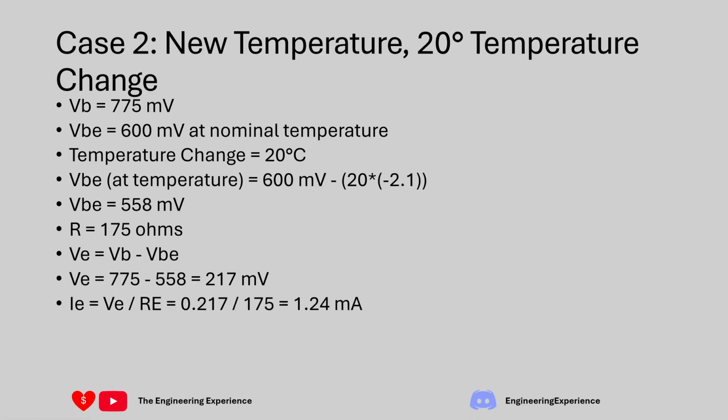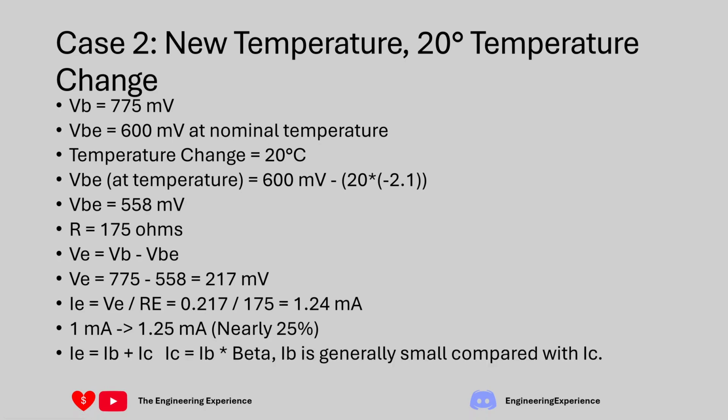Now, similar to before, we can calculate the emitter current, which is the emitter voltage divided by the emitter resistance, or the resistor at the emitter, not the intrinsic emitter resistance. So that's 217 millivolts divided by 175 ohms, which gives us a 1.24 milliamp current in this case. If you remember case 1, we had a 1 milliamp current, and in case 2, we have a 1.24 milliamp current. Going from 1 milliamp to 1.24 milliamps gives us a nearly 25% increase in the collector current, which is what the statement said. So we've shown using the temperature change that the statement is correct.